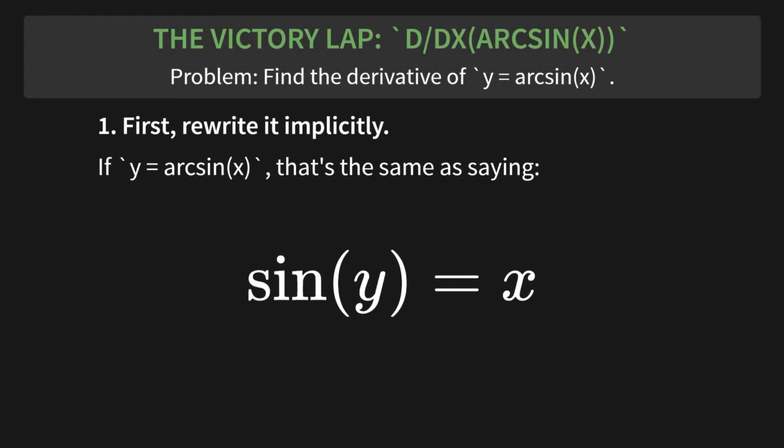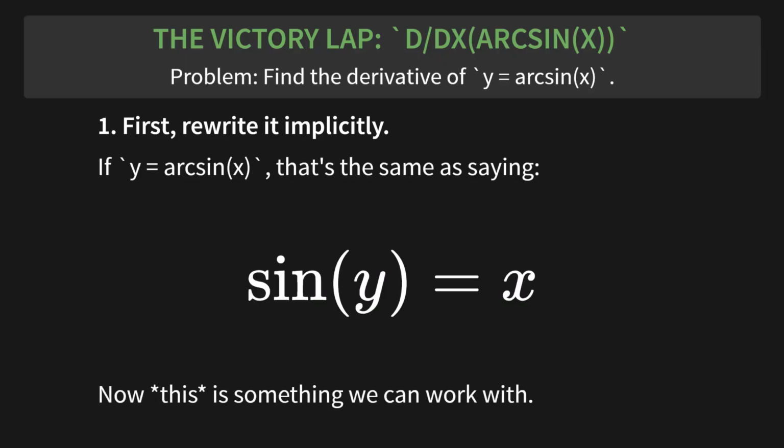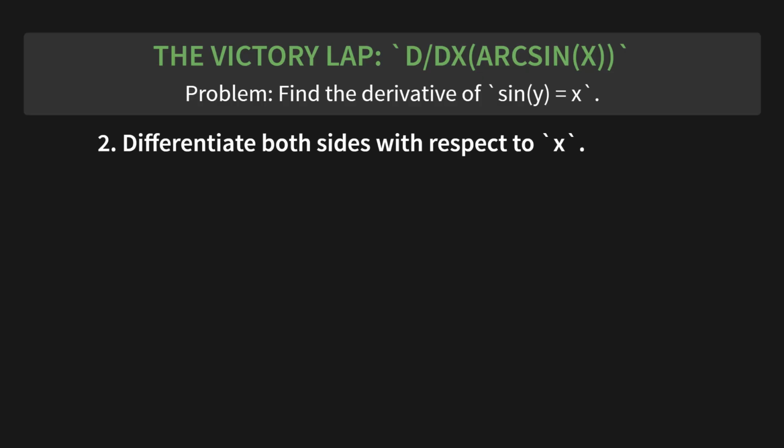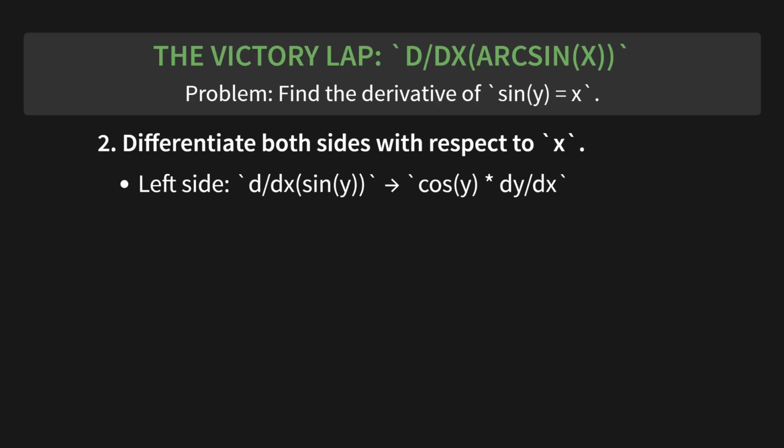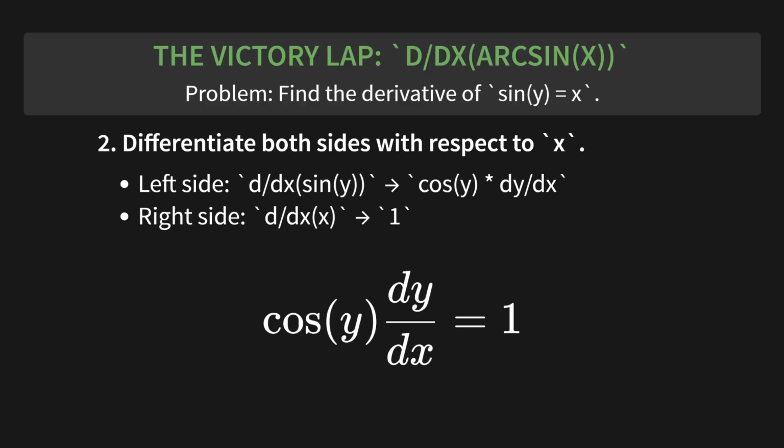The problem is, find the derivative of y equals arcsine of x. Okay, first we rewrite it implicitly. If y equals arcsine of x, that's the same thing as saying sine of y equals x. Now this is something we can work with. Okay, step 2. Differentiate both sides with respect to x. On the left side, the derivative of sine of y becomes cosine of y times dy/dx. On the right side, the derivative of x is just 1. Our new equation is cosine of y times dy/dx equals 1.